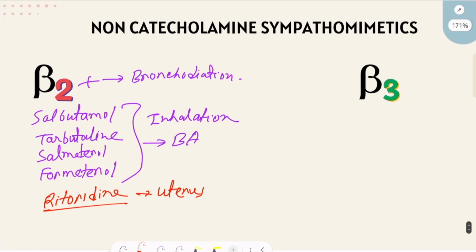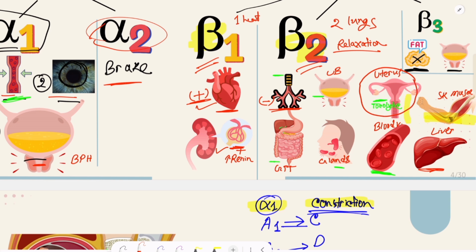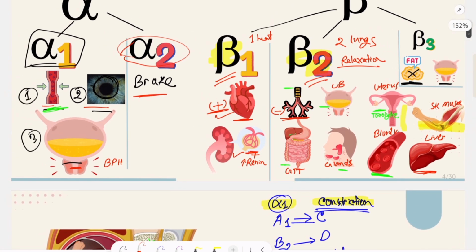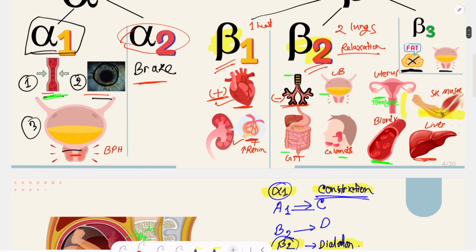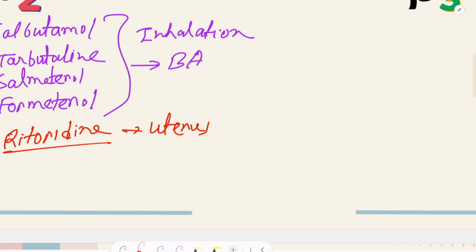Remember, when we discussed receptors, we discussed that beta-2 is also located at the uterus. So, stimulation of beta-2 receptor of uterus leads to relaxation of the uterus. So, this drug is mainly used for its tocolytic effect in preterm birth of the child.